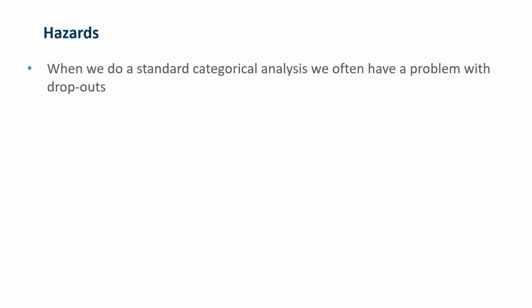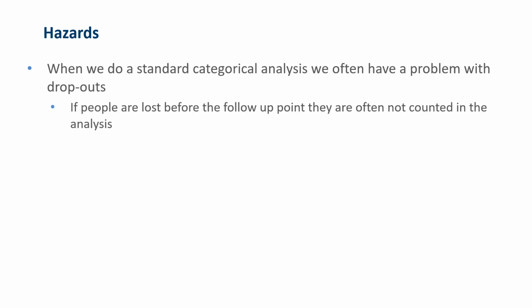When you do a standard categorical analysis, you often have a problem with dropouts. Let's say you've got a follow-up point at 5 years. If people drop out of the study before 5 years, and they haven't yet had an event, then you've pretty much lost that person. They may have had an event after dropping out before the follow-up point, but you'll never really know. So they're not actually counted in the analysis.